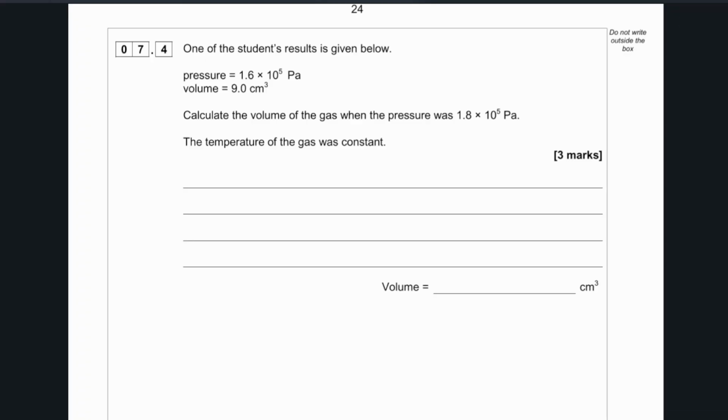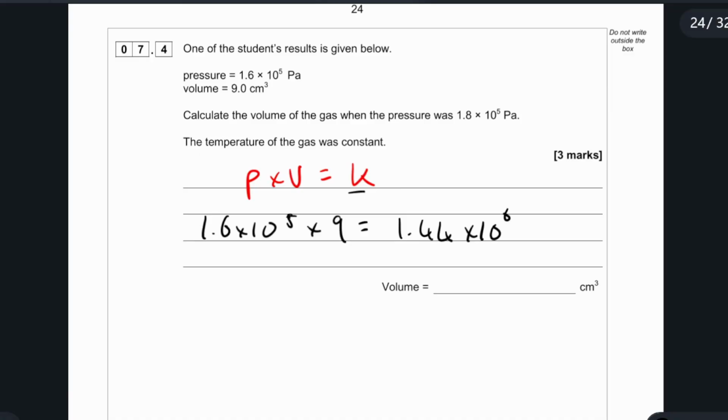So for this one, we want to use the correct equation from the physics equation sheet, and essentially we should know that pressure multiplied by volume gives us a constant. We'll use K to represent that, but essentially at different pressures and volumes, when you multiply them together, you should get the same number. So if we do 1.6 times 10 to the 5, multiplied by 9 centimeters cubed, we should get 1.44 times 10 to the 6. And this 1.44 times 10 to the 6 is going to stay constant.